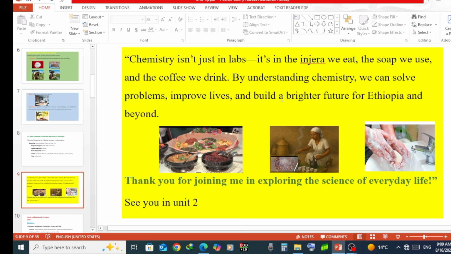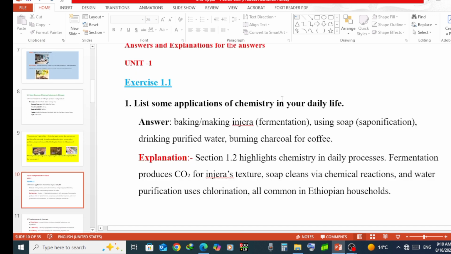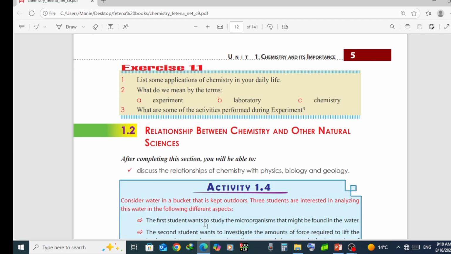So now we are going to proceed to the exercises as we have promised last time. Let's try to solve all the exercises in unit 1. So according to this, we have the first exercise, exercise 1.1. Under exercise 1.1, question number 1 says, list some applications of chemistry in your daily life.